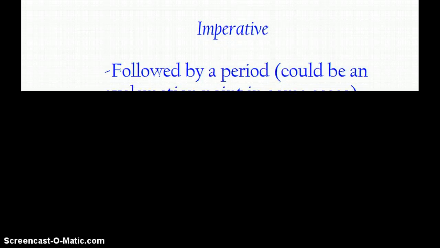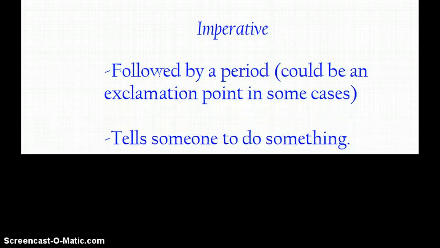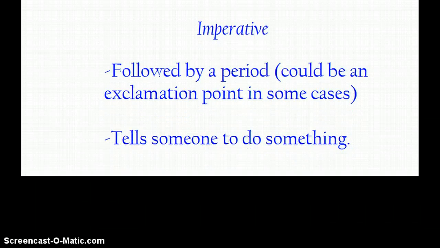So the third type is imperative. Again, looking at the word imperative, if something is imperative, it means you need it. You need it to happen. You need to do it. So imperative sentences are followed by periods. Could be an exclamation point in some cases, but they're a command. You're telling someone to do something.